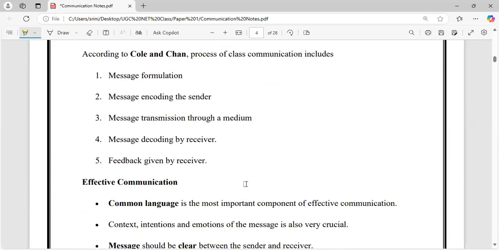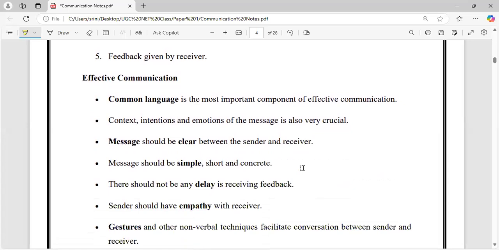And then classroom communication, according to Cole and Chan, the process of class communication includes message formulation, message encoding by the sender, message transmission through any medium, and then message decoding by the receiver, and feedback given by the receiver. Through effective communication, the most important need is a common language. Common language is the most important component of effective communication. Context, intentions, and emotions of the message are also very crucial.